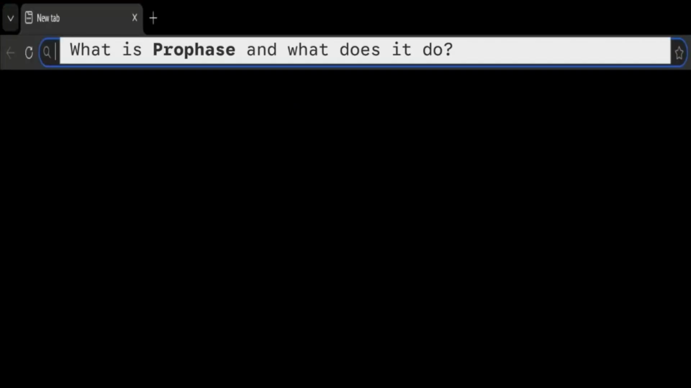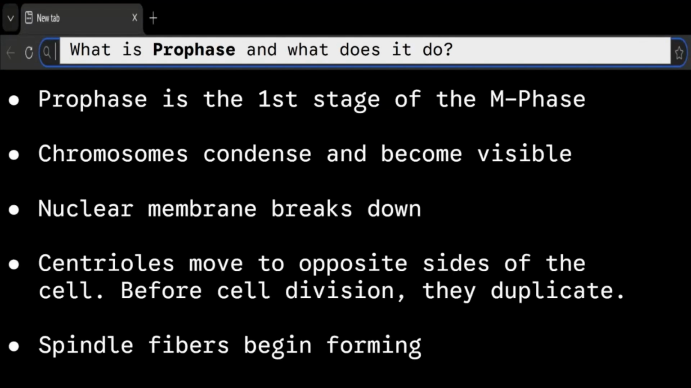So what is prophase and what does it do? Prophase is the first stage of the M phase. Chromosomes condense and become visible. The nuclear membrane breaks down. Centrioles move to opposite sides of the cell. Before cell division, they duplicate. Spindle fibers begin forming.